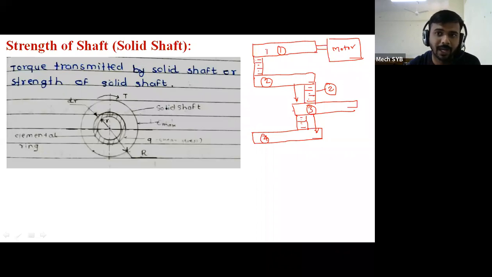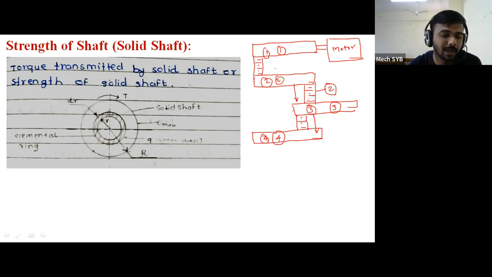Shaft number 1 is one rotating element, shaft number 2 the second rotating element, shaft number 3 the third rotating element, shaft number 4 the fourth rotating element. That means I have to transmit the power from shaft number 1 to shaft number 4. Here some torque transmission is also taking place.